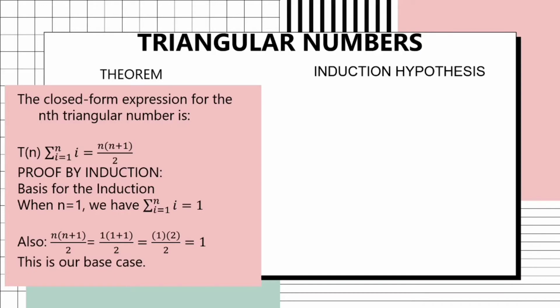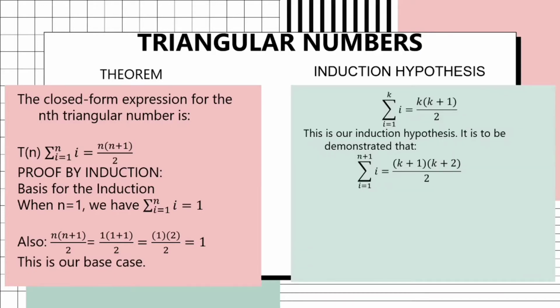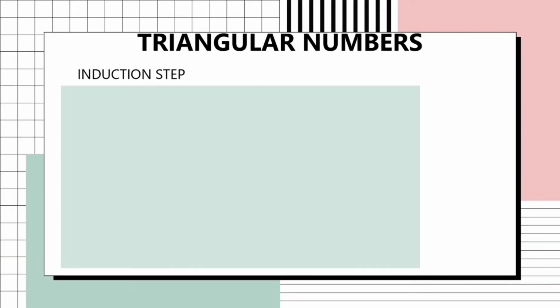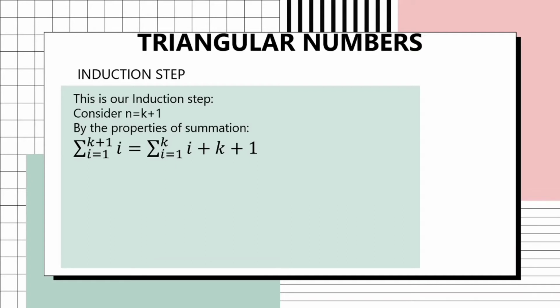So this is our base case, and the induction hypothesis is the summation from i equal to 1 to k, which is equal to k multiplied by k plus 1 all over 2. So this is our induction hypothesis. It is to be demonstrated that the summation from i equal to 1 to k plus 1 is equal to k plus 1 multiplied by k plus 2 all over 2. So this is our induction step.